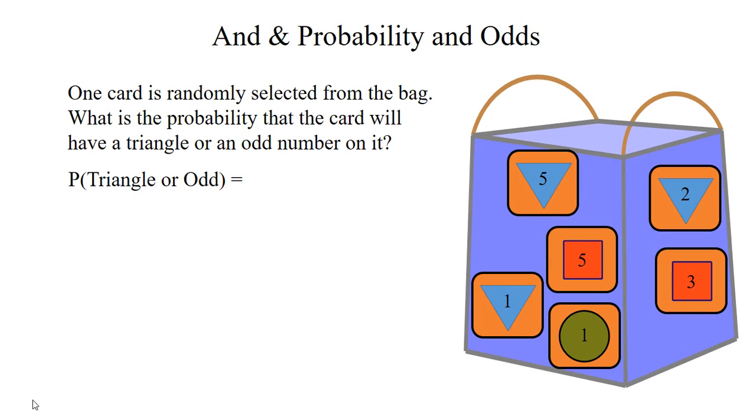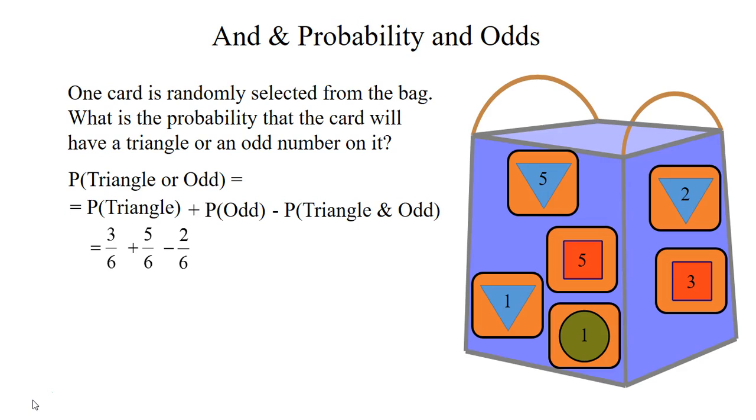Let's find the probability of being a triangle or an odd. So we said that we could find the probability of the triangle, which is 3/6, or 1/2, added to the probability of being odd, which is 5/6, and subtract the overlap, where there's 2 that are triangles and odds. Then we'll add that together and we get 6/6, or 1. So if you look at the bag, all the cards either have an odd number on them or a triangle. So you're very certain to get one of those.